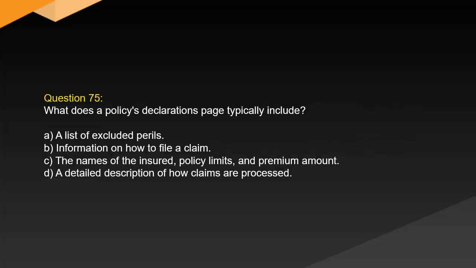Question 75. What does a policy's declarations page typically include? A. A list of excluded perils. B. Information on how to file a claim. C. The names of the insured, policy limits, and premium amount. D. A detailed description of how claims are processed.